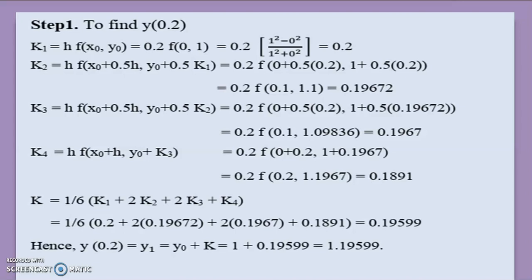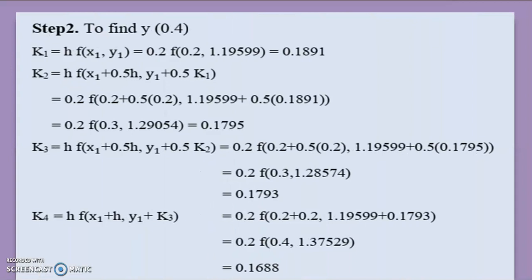y of 0.2 means y1, that is nothing but y naught plus k. y naught is already 1. So 1 plus 0.19599. Now it becomes 1.19599, right? So in the next step we are going to calculate y of 0.4. So again I will write k1, k2, k3, k4. But there is a slight change in the suffixes of x and y. Now we will see the calculation part of y of 0.4.